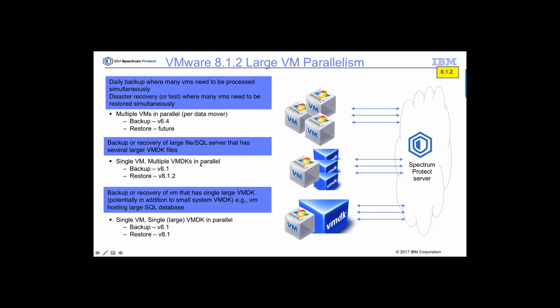So if you have this large virtual machine, say 4 terabytes, 1 terabyte, 2 terabytes, and it has multiple VMDKs, when you go to do a restore now, you will have the ability to restore multiple of those VMDKs in parallel. Still working, and coming in a future agile release, will be restoring multiple VMs in parallel from a single data mover.